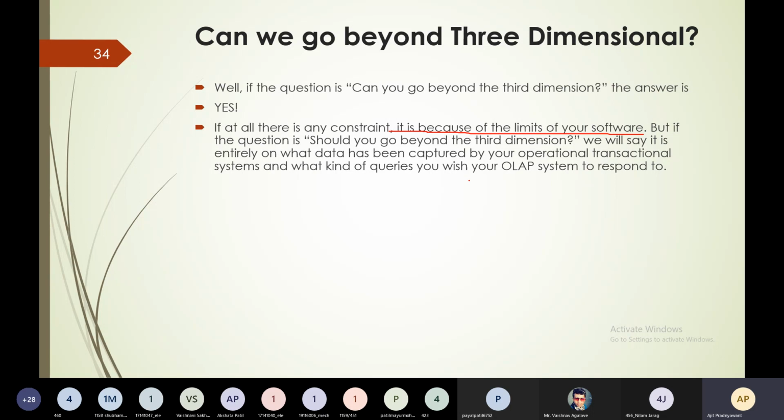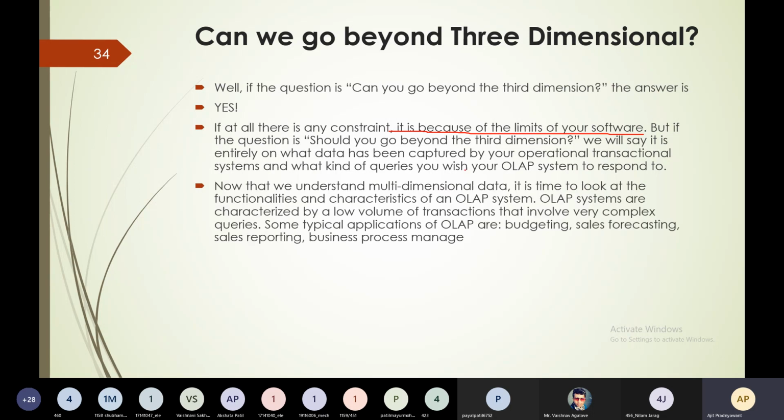Now that we understand multidimensional data, it is time to look at the functionalities and characteristics of OLAP systems. OLAP systems are characterized by a low volume of transactions that involve very complex queries. Some typical applications of OLAP are budgeting, sales forecasting, sales reporting, and business process management.